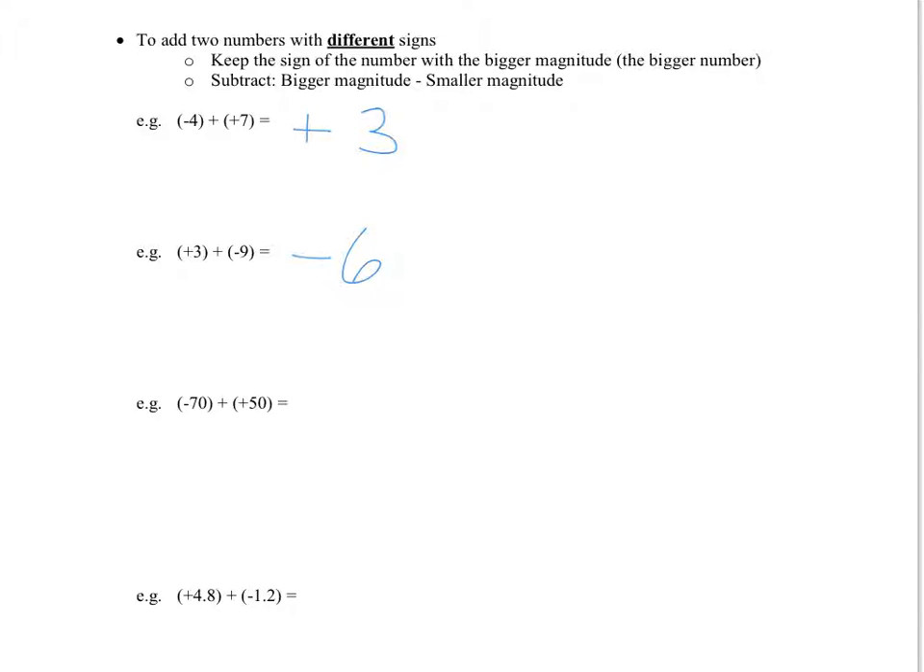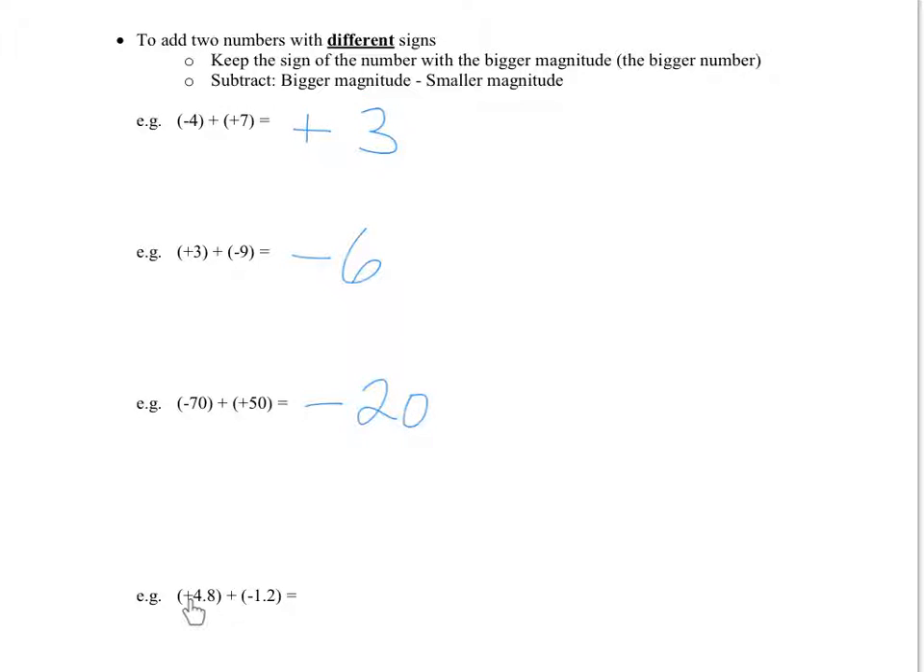Okay? Here we've got negative and positive. Well, 70 is a bigger magnitude and 70 is negative, so our answer is negative. And then we subtract the magnitudes: 70 minus 50 gives us 20. Okay? And our final answer is negative 20.